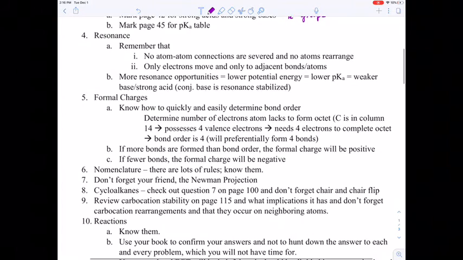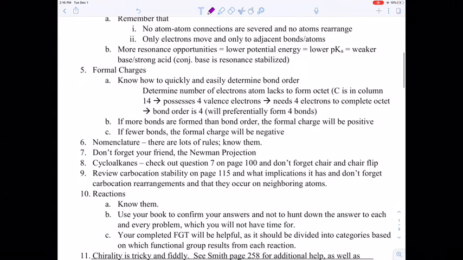Remember that more resonance structures, more resonance opportunities, means we have a lower potential energy, which means we have lower pKa, which means that we have a weaker base, and the conjugate acid is stronger. So the conjugate acid will be stronger because the acid's conjugate base is resonance stabilized, which means it's more stable, more likely to hang around.